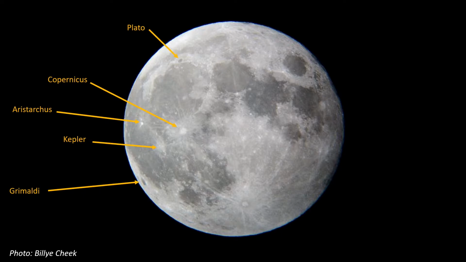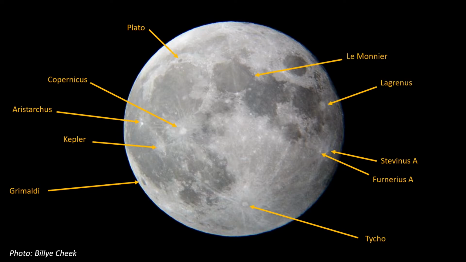Grimaldi, there's the crater named for Grimaldi who did Riccioli's map. There's Tycho crater. You can notice that there are lots of lines streaking out from the crater. Those are called ejecta rays. There's Furnarius A, Stevinus A, Lagranus, Lemonnier, Eudoxus, Aristoteles, and Endymion. These are just some of the well-known craters that really stand out, but there are many more as you can see, and many of them do have names. So I encourage you to go look them up and learn more crater names.